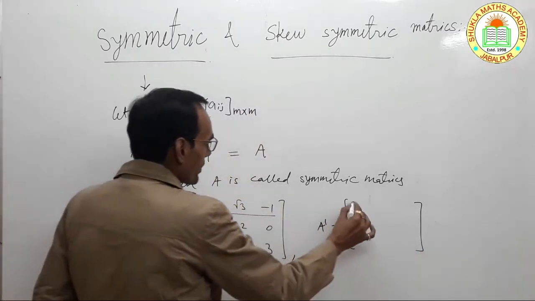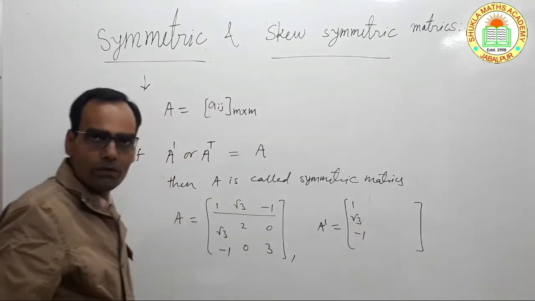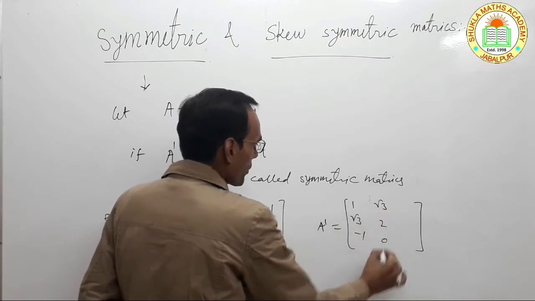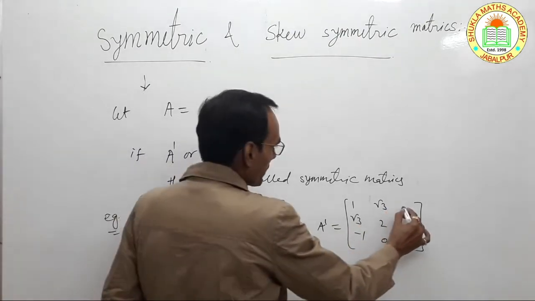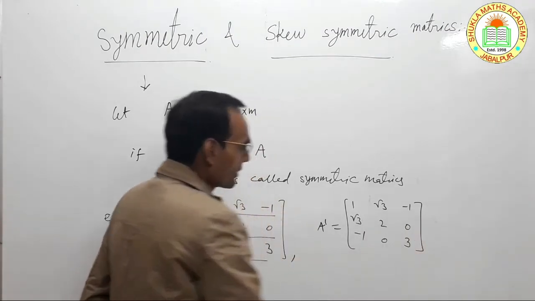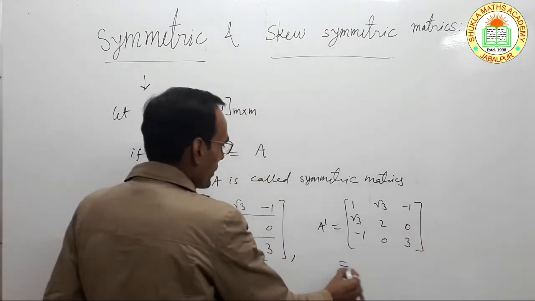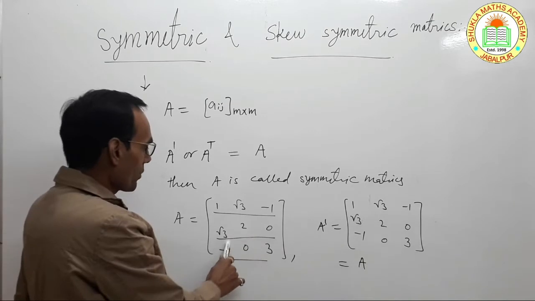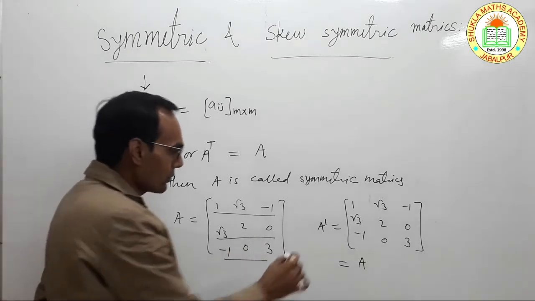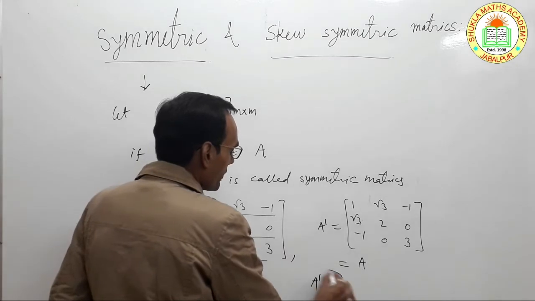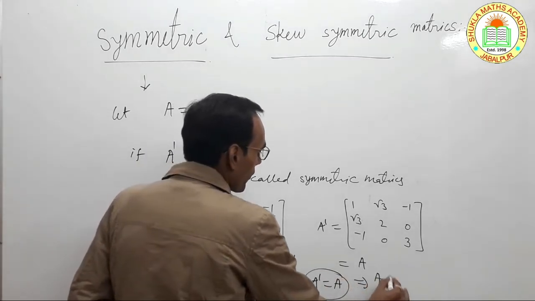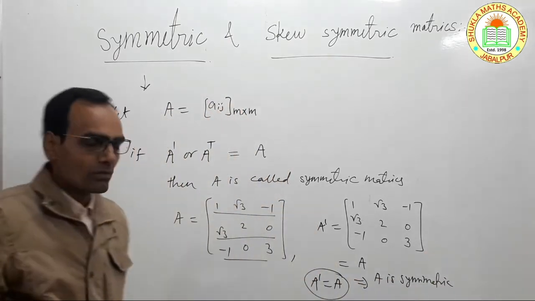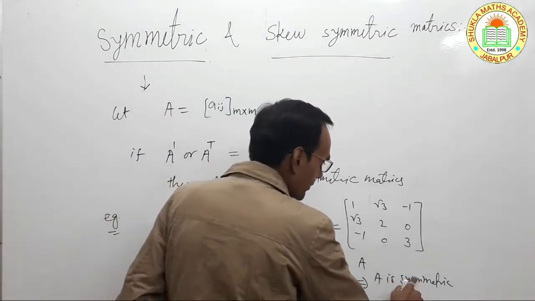Convert this row as a column, first column 1 root 3 minus 1, okay, and convert also the second row in the second column, so we get root 3 2 and 0, and also convert the third row in the third column, so minus 1 0 and 3. You can see that it is also equal to the matrix A. Our A is this 1 root 3 minus 1 root 3 2 0 and minus 1 and 0 and 3. So this is the A dash equal to A. So our matrix A is called symmetric matrix. Okay, so this is the concept of symmetric matrix.